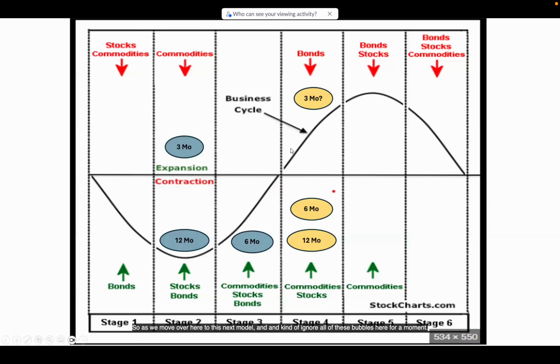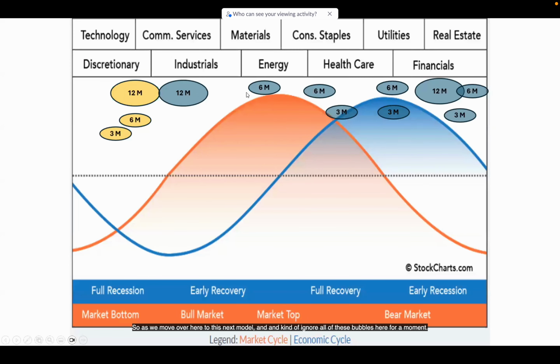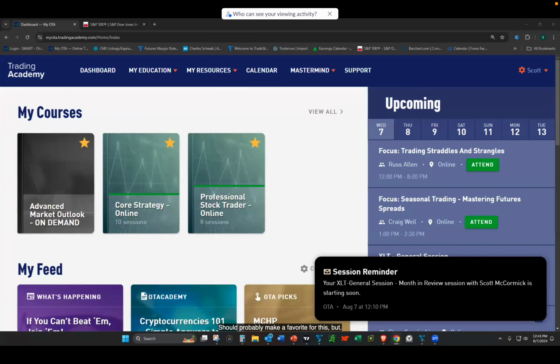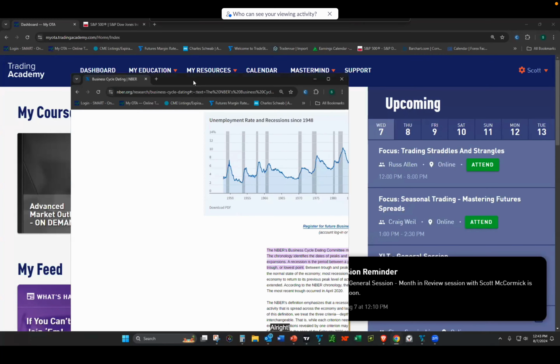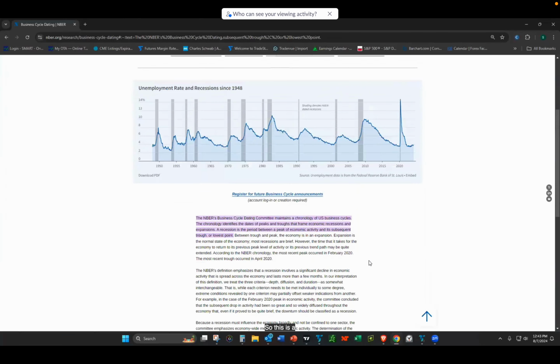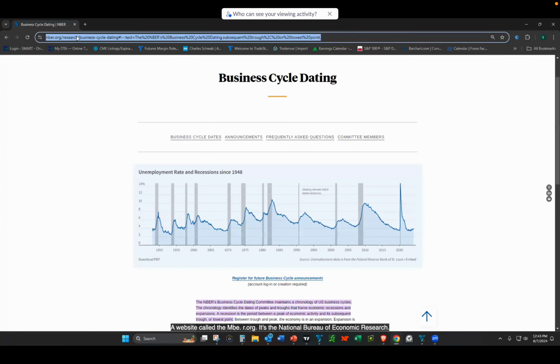So as we move over here to this next model, and ignore all of these bubbles here for a moment, the next model that we're going to take a look at is based on sector rotation. Sector rotation is something that happens throughout the course of a market cycle, and I have shared this before. Give me one moment here. I should probably make a favorite for this. All right. So this is a website called nber.org.